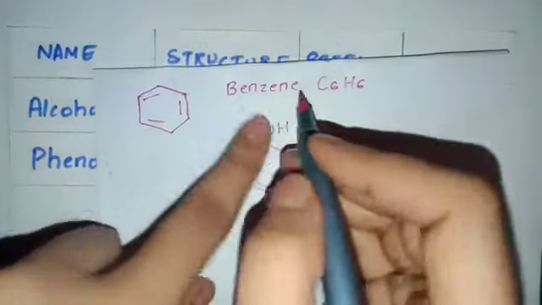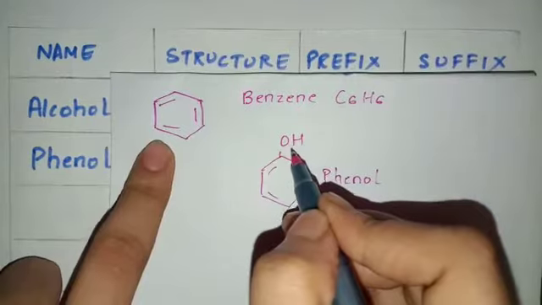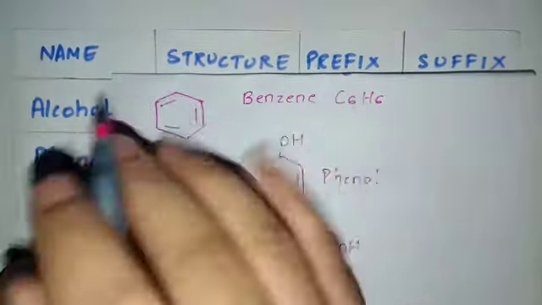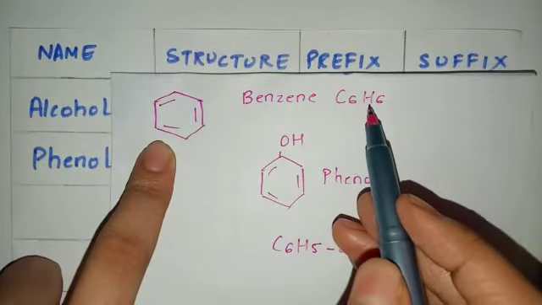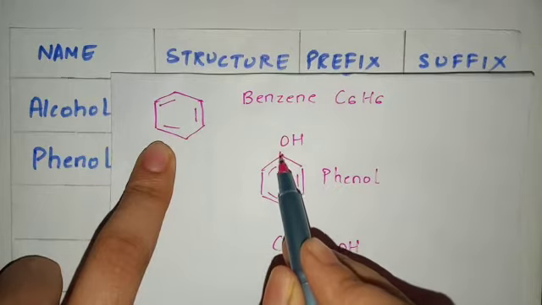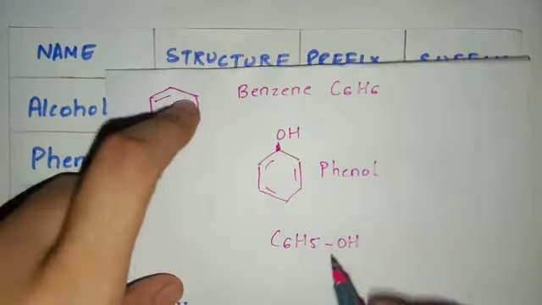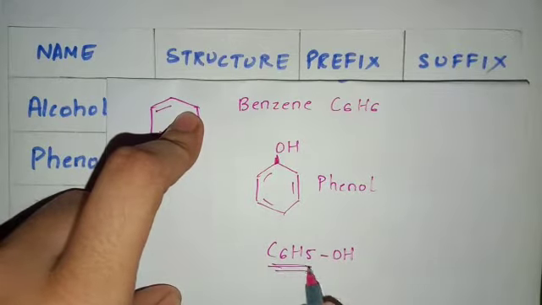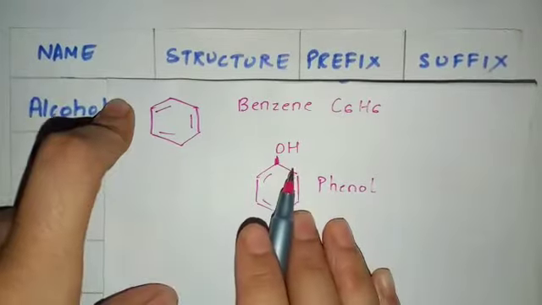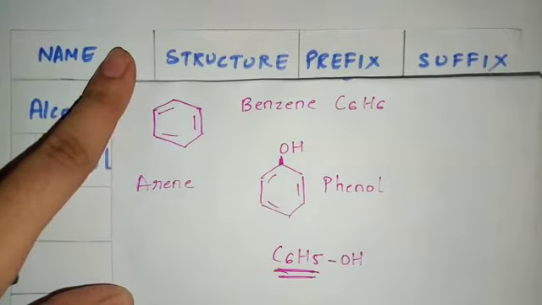So in the benzene ring, for this OH to be attached, it is obvious that there should be one valency vacant because this benzene is balanced. So only if I remove one hydrogen, there will be one vacant valency on this particular carbon atom, and then OH will be attached on it. Now in this C6H5 part, you know your benzene ring, it is also known as arene.